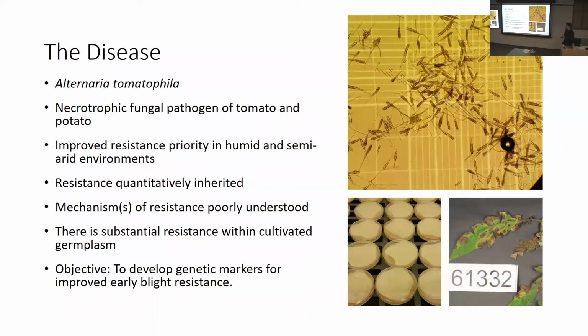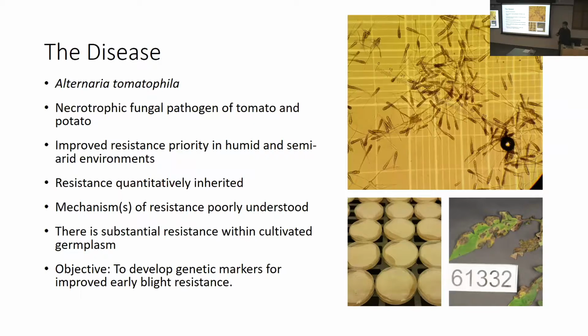Resistance to this disease is quantitatively inherited, and the mechanisms underlying that resistance remain poorly understood. But that doesn't mean that there isn't substantial resistance within cultivated tomato. In fact, while there is no single gene resistance that provides full resistance, there is quite a bit of resistance that's already been integrated in the cultivated germplasm.